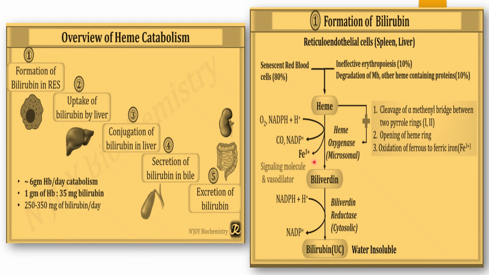Once the biliverdin is formed, in the presence of the cytosolic enzyme biliverdin reductase, it is converted into bilirubin, which is unconjugated and water insoluble. So it is not miscible with blood as well. Here also there is a requirement of 1 molecule of NADPH, which converts into NADP. So overall 2 NADPH are oxidized.